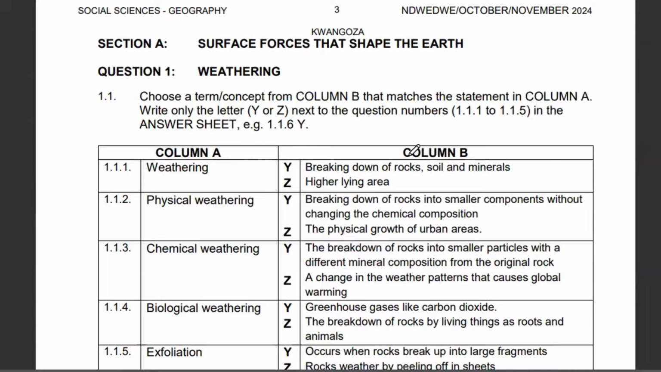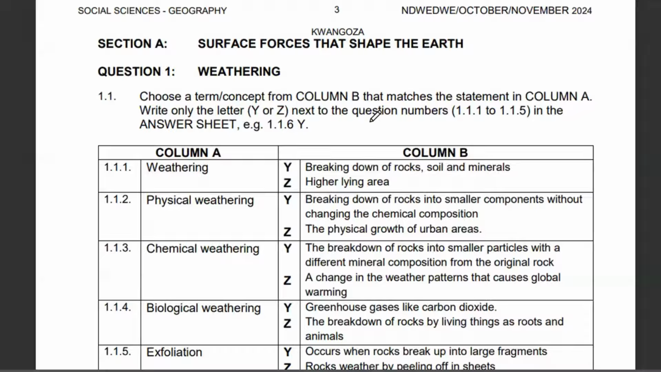Good afternoon, everyone. Today I'm discussing the end of year exam, which is the November exam that you'll be writing. So we are going to look at this question paper, and then I'll be giving the memo out. Remember, in term 4, the question paper is out of 75. 35 is in section A, which is term 3 work, and then 40 in section B, which is term 4 work. In term 3, we talked about weathering, so section A will all cover weathering as a topic.